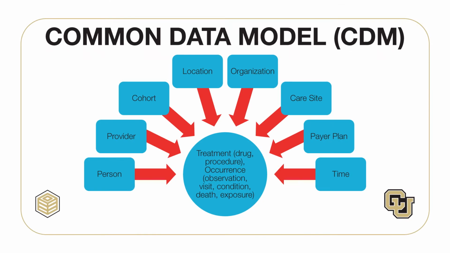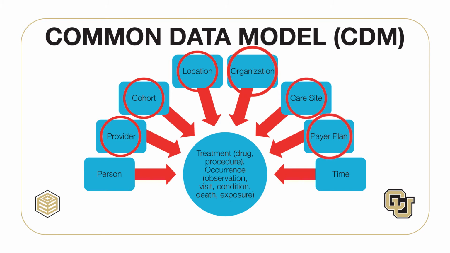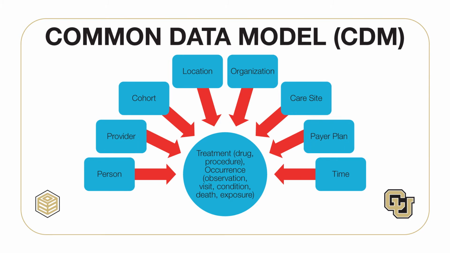The OMOP Common Data Model is a constellation schema containing 37 tables with some freestanding tables. Each star in the constellation contains person and time dimensions. Other dimensions are providers, cohorts, locations, organizations, care sites, and payer plans. Major fact tables are treatments with drug prescriptions and procedures and occurrences of observations, visits, conditions, exposures, and deaths.